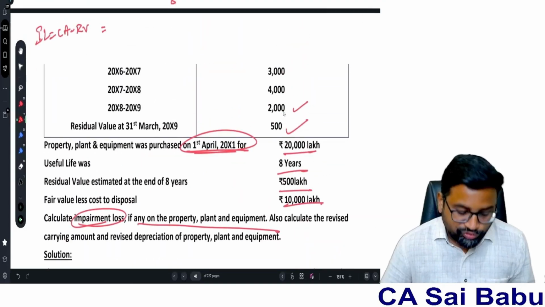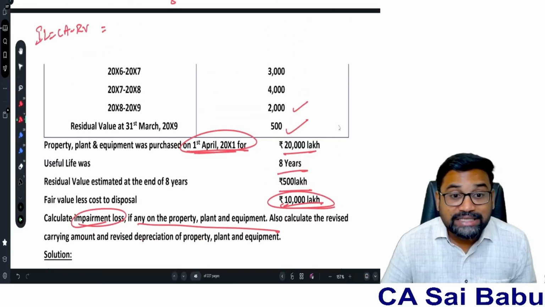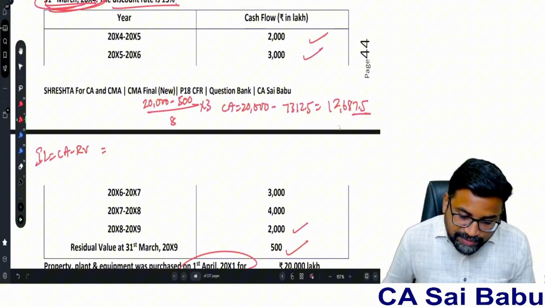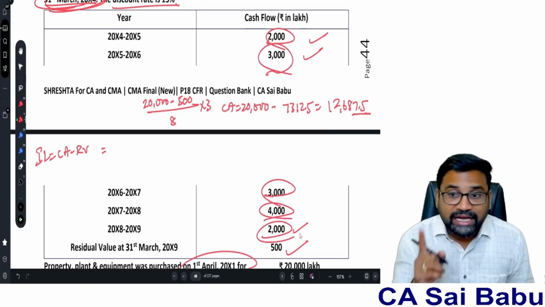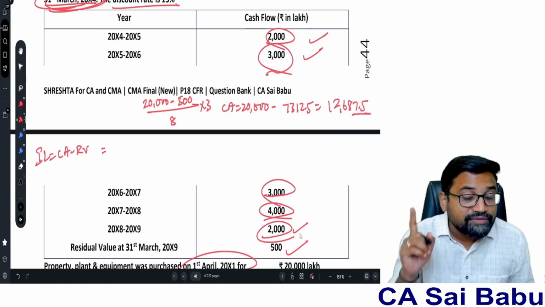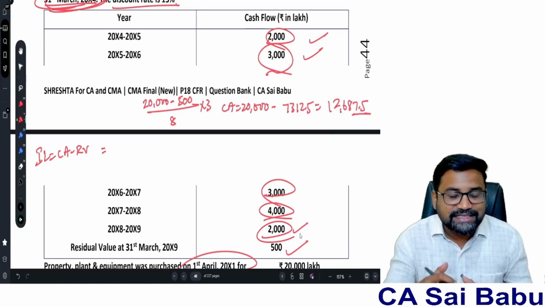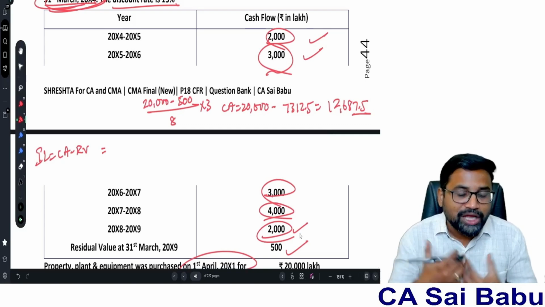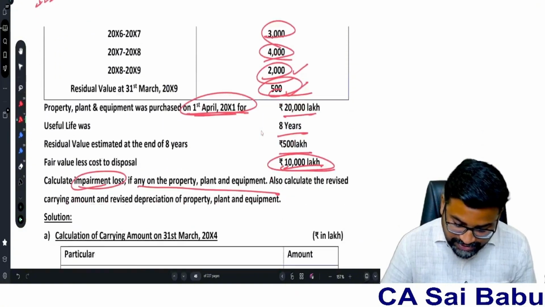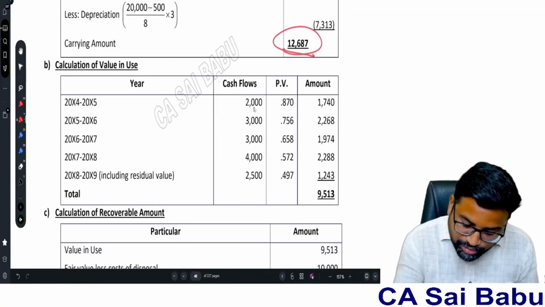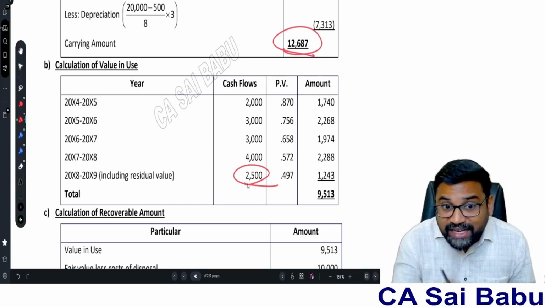How to get recoverable value? Fair value less cost of disposal given 10,000. Value in use. What is the value in use? Present value of the expected cash flows. So they have given the expected cash flows. Convert them into the present value. And one important thing I told you, when you are calculating the expected cash flows, even you need to consider the net sale proceeds. If I sell this asset at the end of the life, what is the amount I am going to get? That is also part of the future cash flows. Therefore, this residual value of 500 should also be considered. So therefore, they have converted this into present value. See the last year, they have considered 2500. 2000 is the cash flow plus 500 residual value.